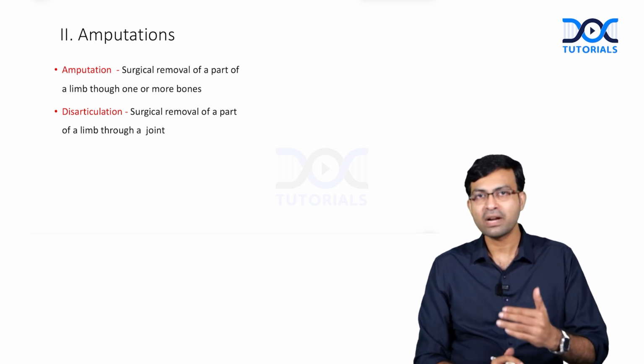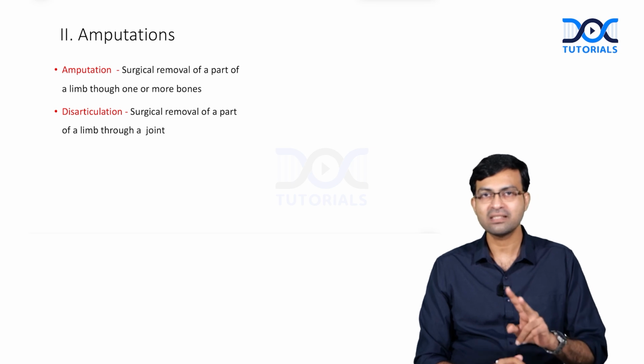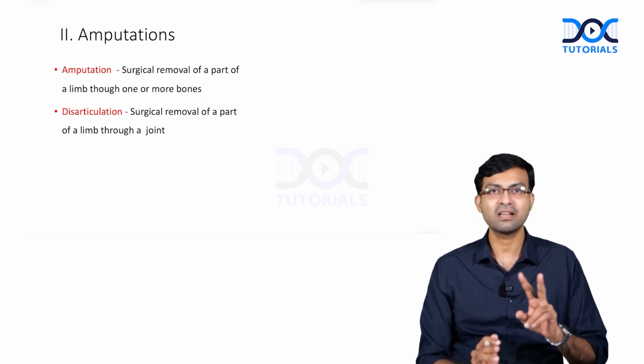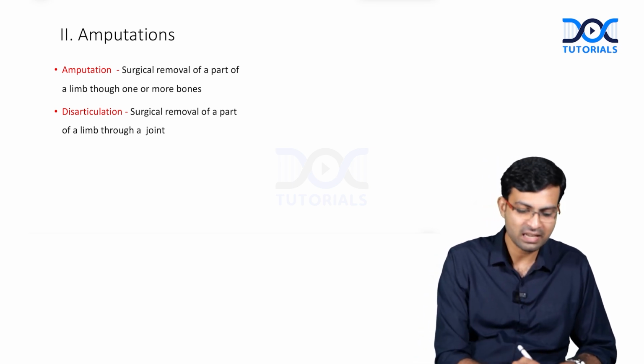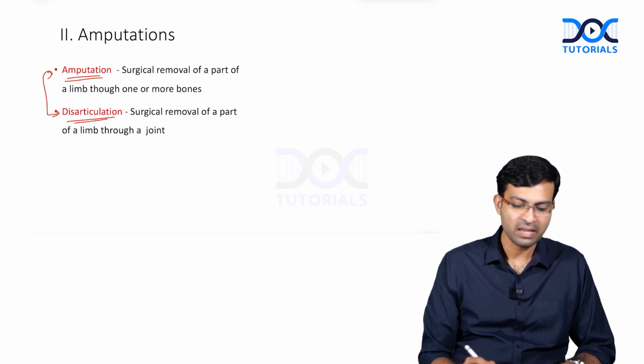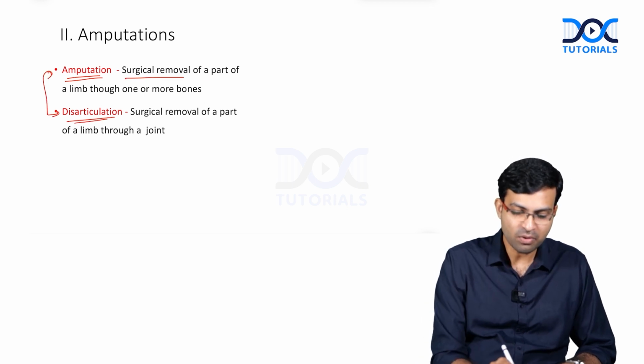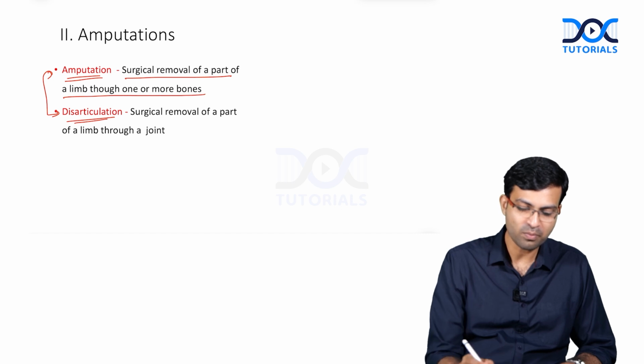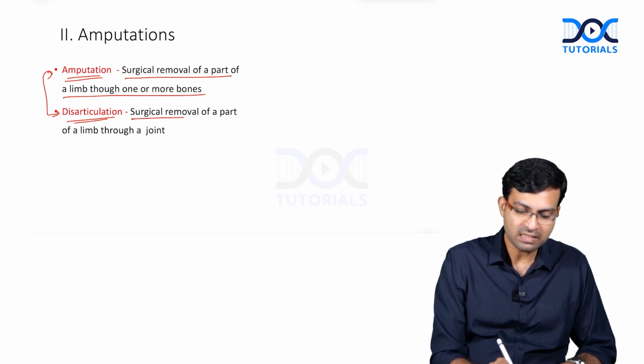Whenever we are learning about amputations, there are 2 very similar terms that come to mind. One is amputation and the other is disarticulation. What is the difference here? Amputation is surgical removal of a part through one or more bones. Disarticulation is surgical removal of a part of a limb through a joint.